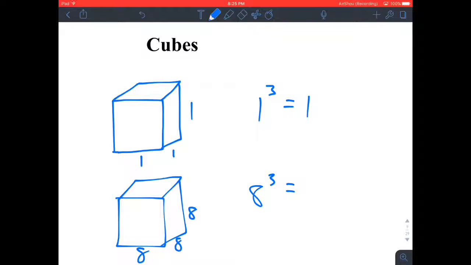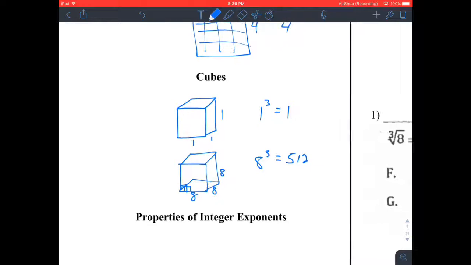Put that in my calculator. It's 512. Probably should know that. I don't. That means if this is 8 by 8 by 8, across the bottom here we could fit 8 cubes. All the way across the bottom we could fit 64. It's 8 times 8. And then we can stack them 8 high. That would give us 512.